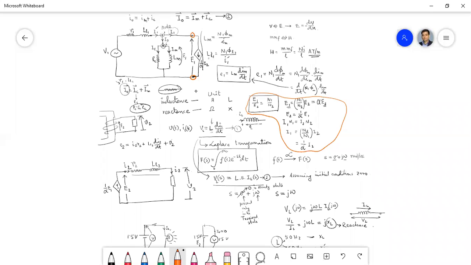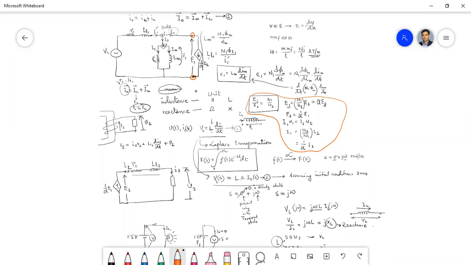Equivalent circuit of a transformer is only one circuit. It's not two circuits, though in some books you will find two circuits. But remember, the equivalent circuit of a transformer means it's a single circuit, which will represent both the primary and secondary.